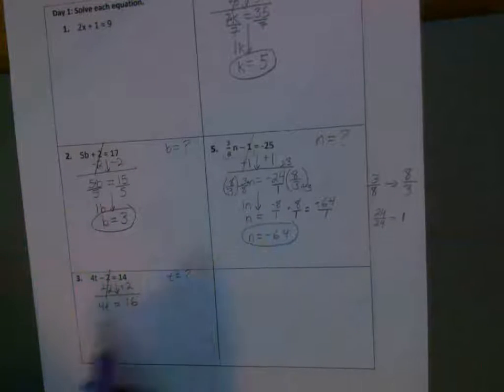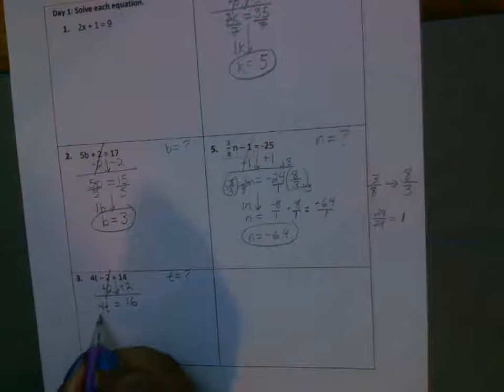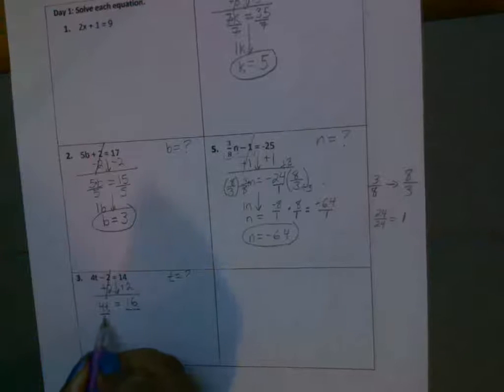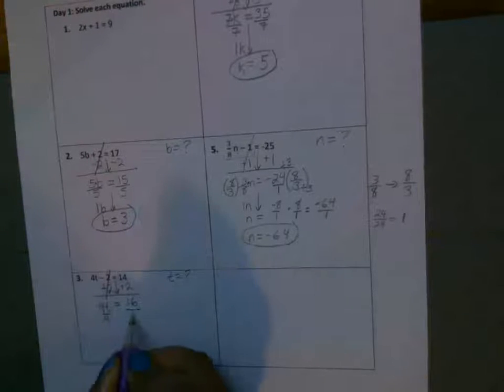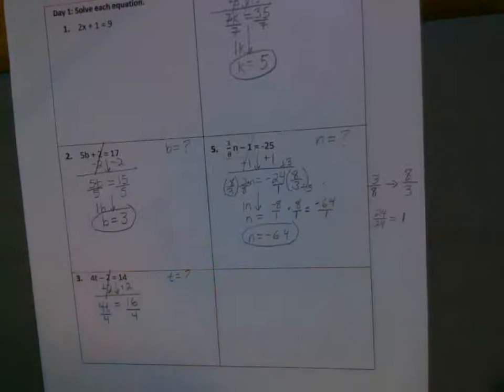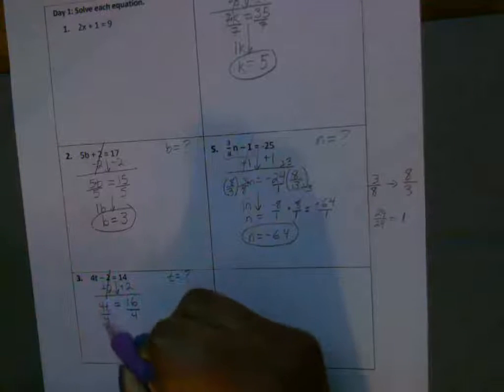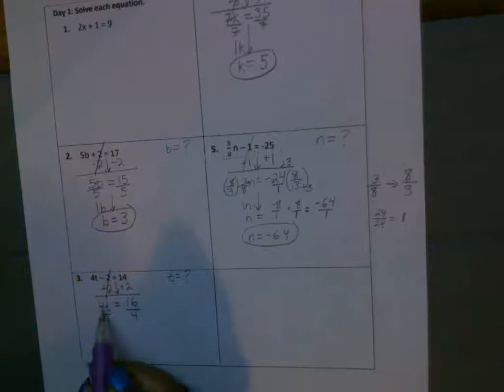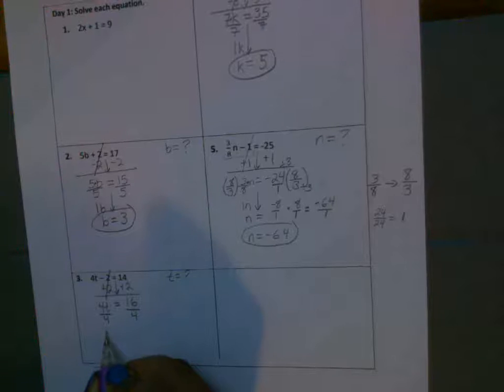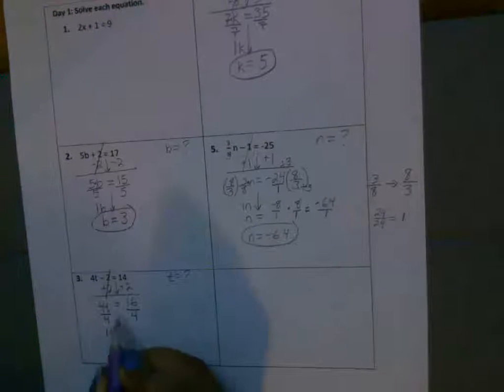In order to get t by itself, remember that the operation that's automatically between 4 and t is multiplication. The opposite of multiplication is division. So we're going to divide both sides of the equation by 4 to get rid of the 4. 4 divided by 4, or 4 goes into 4 one time. So you get 1t. 1 times t is just t.